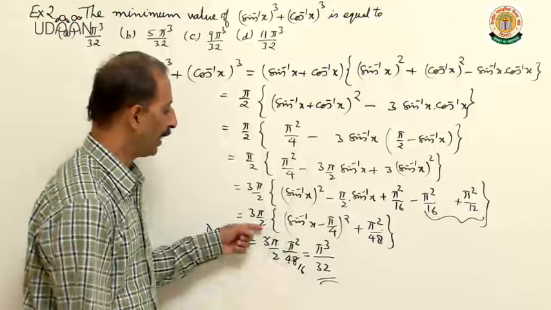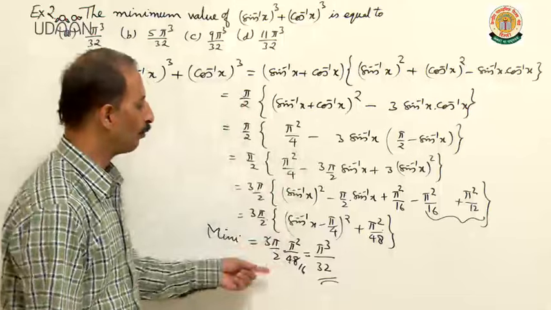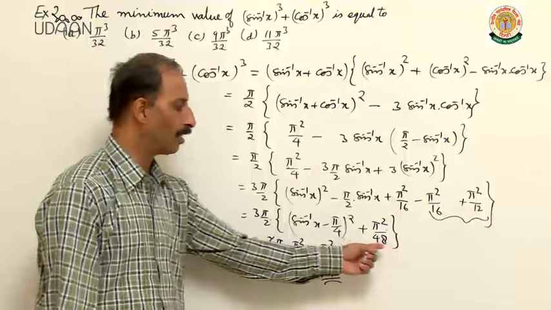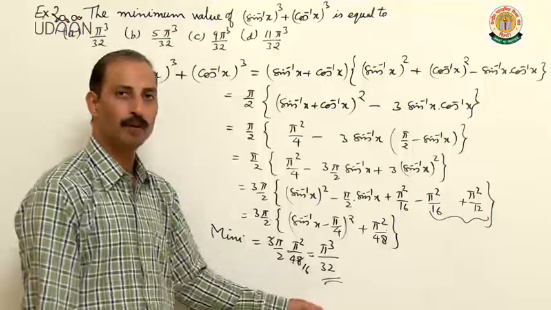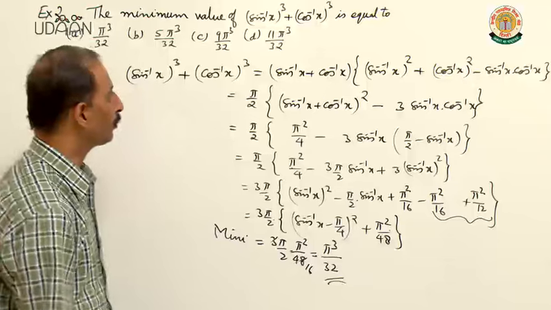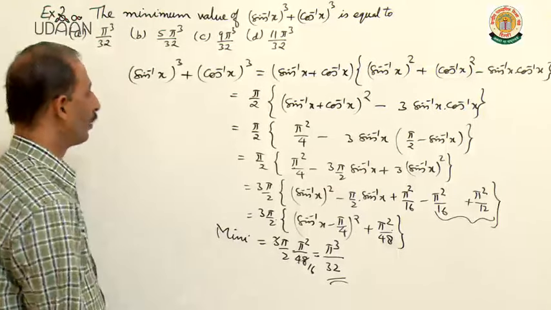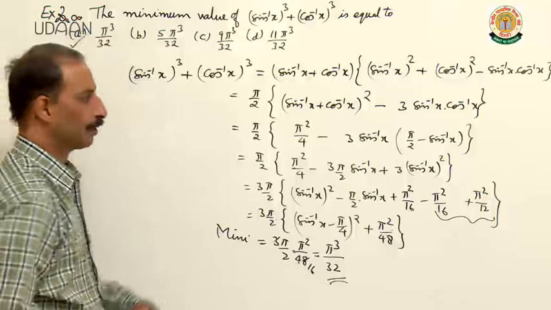So the minimum value you will get when this value you consider as 0. So the minimum value of this expression is 3 pi by 2 multiplied by pi square upon 48. You will get pi cube upon 32. Clear children? Now you have to check which option is the correct one. Pi square upon 32, the A option is the correct one. So A option is this one.